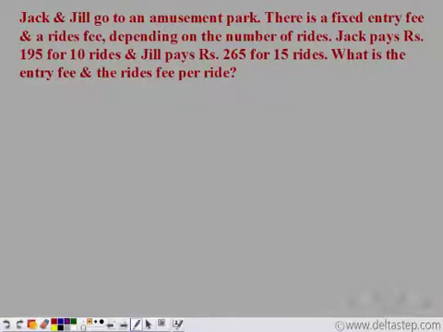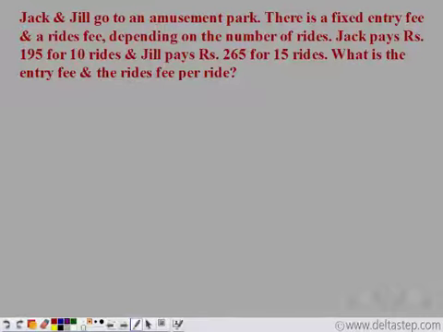We have this problem here. Let us see how we can solve it. Jack and Jill go to an amusement park. There is a fixed entry fee and a rides fee depending upon the number of rides. Jack pays rupees 195 for 10 rides and Jill pays rupees 265 for 15 rides. What is the entry fee and the rides fee per ride?